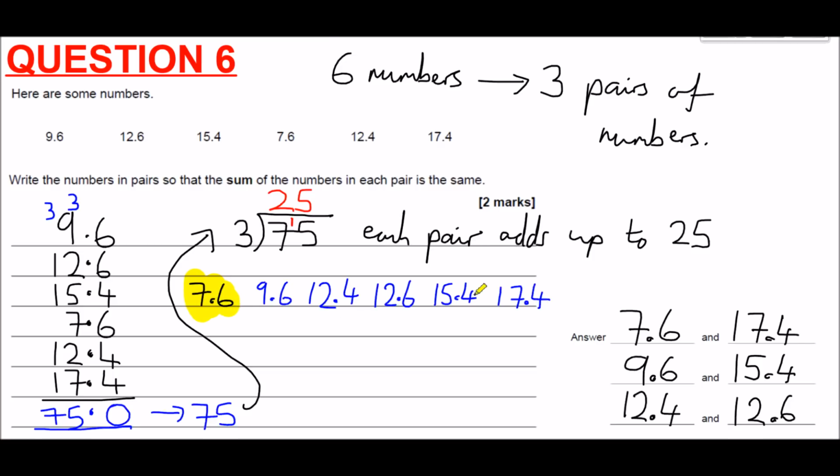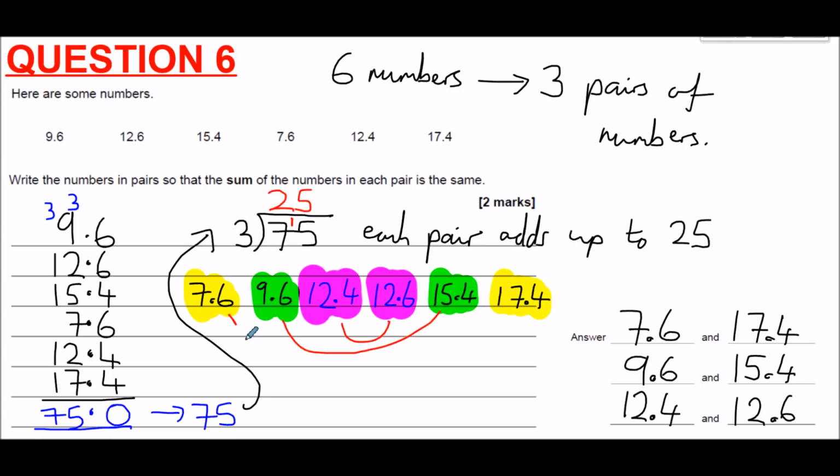And so 7.6 pairs up with 17.4. 9.6 pairs up with 15.4. And the last one, 12.4, pairs up with 12.6. So if you can spot that way of doing it, you might feel quite proud of yourself. I only thought of that way afterwards. But pairing them up from end to end, after ordering them from smallest to largest, is also quite a neat way of doing that one. So although it's 2 marks and can seem quite intimidating, don't panic, just think carefully what we can do and be systematic about it.